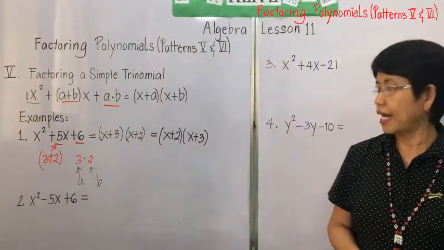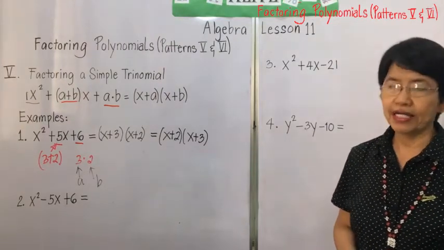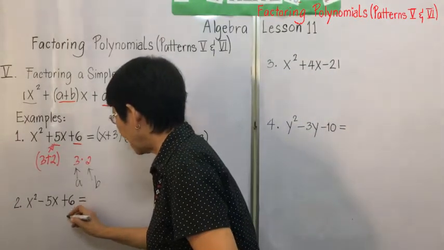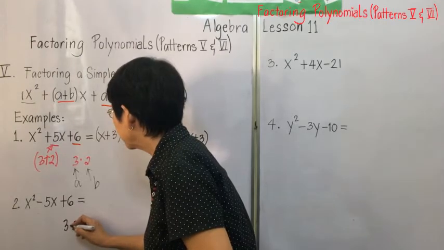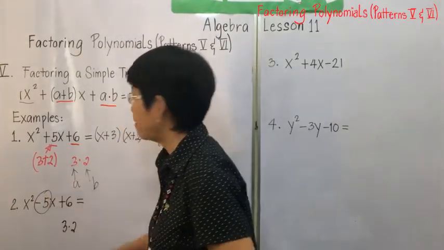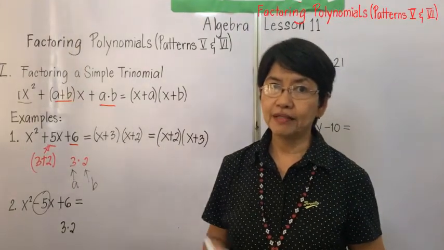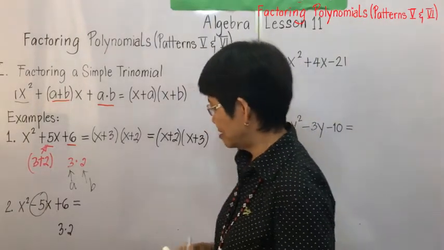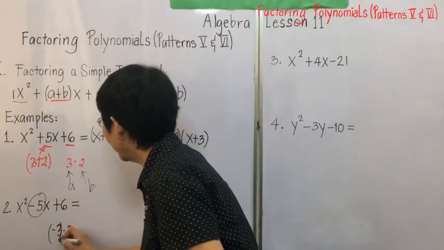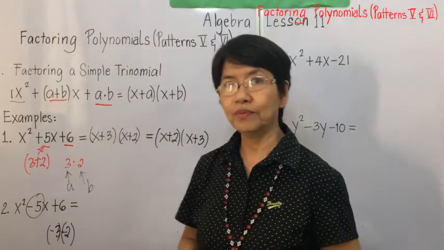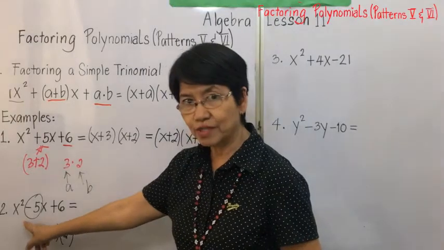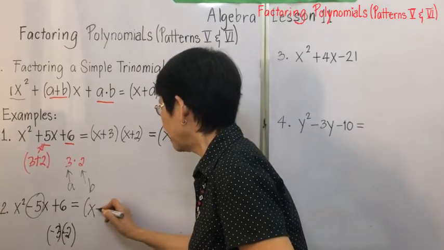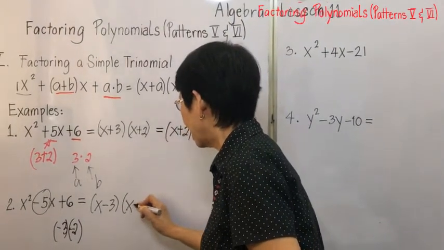Number 2, x squared minus 5x plus 6. So again, you factor 6 as 3 and 2. But since you have a negative 5 for our middle term, then the sum of the 2 factors should be negative. And this should be negative 3 and negative 2. So that you will have a negative 5 in the middle term. So our factors will be x minus 3 times x minus 2.